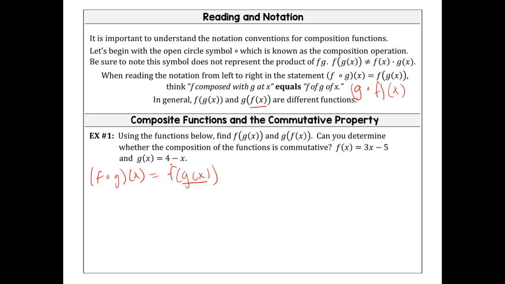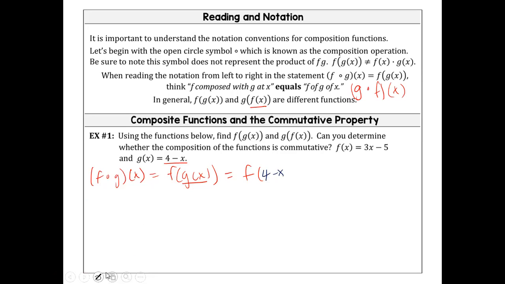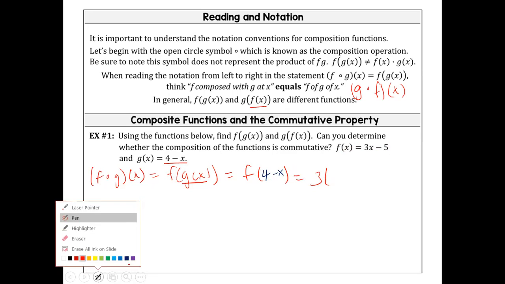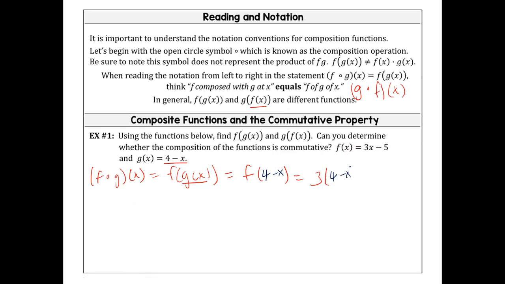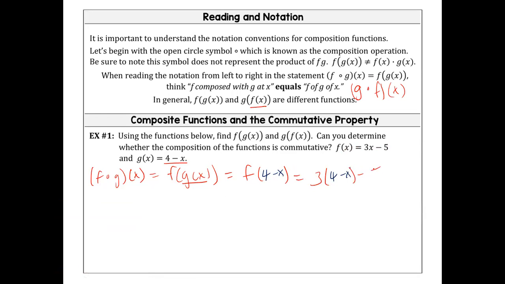So what is g of x? G of x is 4 minus x. So that means I'm going to substitute 4 minus x. Please tell me that this is ringing a bell. Okay, so everywhere in f of x, we're going to put in 4 minus x. So this equals 3 parentheses, 4 minus x, minus 5.